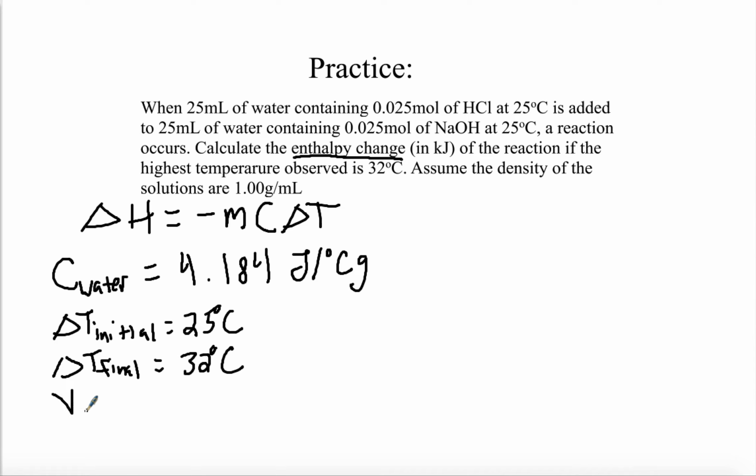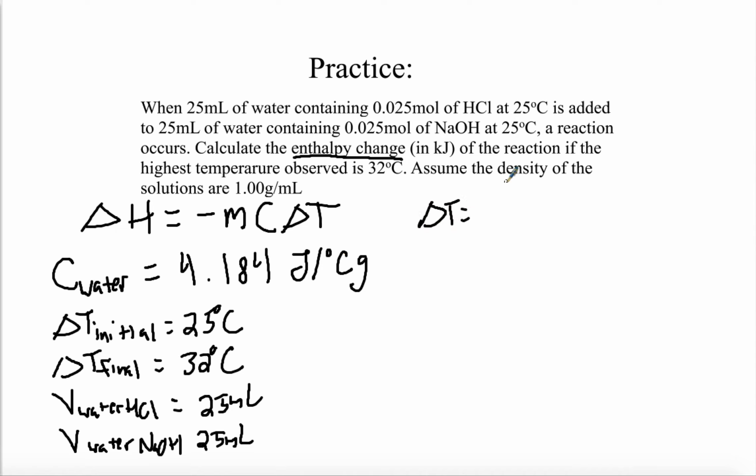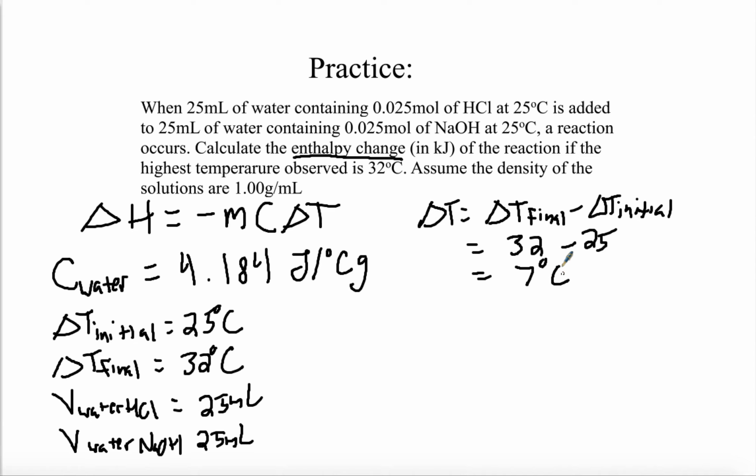We know the volume of the water in HCl is equal to 25 milliliters. And we know the volume of water with the hydrochloric acid is also 25 milliliters. Okay, so we've got our C. Since delta T is equal to T final minus T initial, our change in temperature is 32 minus 25, so 7 degrees centigrade.